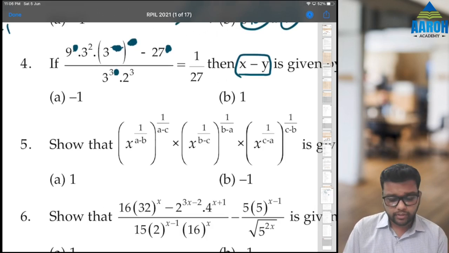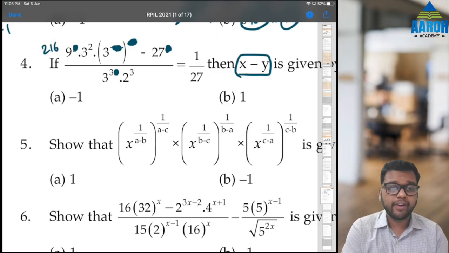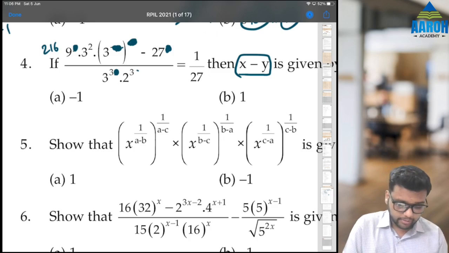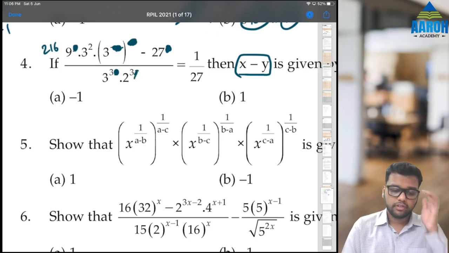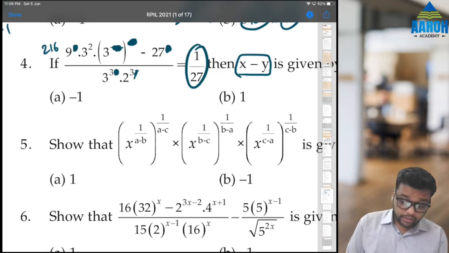9 into 3 square is also 9 into 3 minus 27. So numerator is 216. 216 divided by, actually you can do it on calculator also, divided by 3 three times equal to, and divided by 2 and then again 3 times equal to. You get the answer as 1, but we want the answer as 1 by 27. So this is the wrong option.